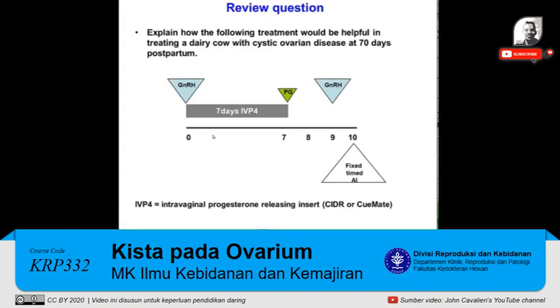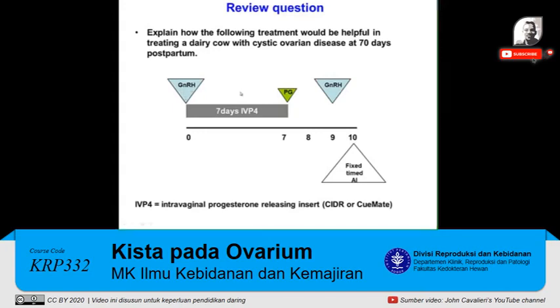How would the following treatment be helpful in a dairy cow with cystic ovarian disease at 70 days postpartum? Well, at 70 days postpartum, the cow has a reduced chance of recovery because she's possibly been cystic for quite a while. It doesn't mean she won't recover, but she'll be harder to treat than a cow that's, say, 30 days postpartum. By injecting GnRH, we'll hopefully induce a surge release of luteinizing hormone from the pituitary gland and induce ovulation or luteinization of the cystic follicle.